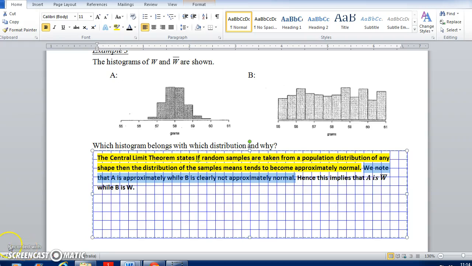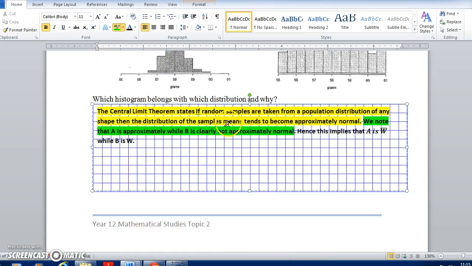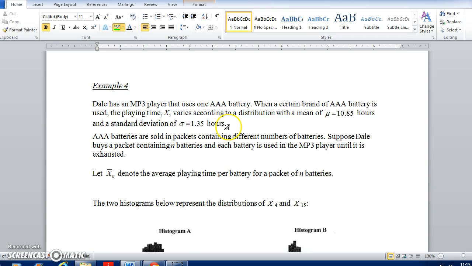Okay, so to finish off what we were doing the last time, I was saying that this is where we're stating the relevant bit of the central limit theorem. Then we make a comment about the distributions that we've got. Probably should be green. And then finally we draw a conclusion from that, which is that final bit there. Okay, so moving on.